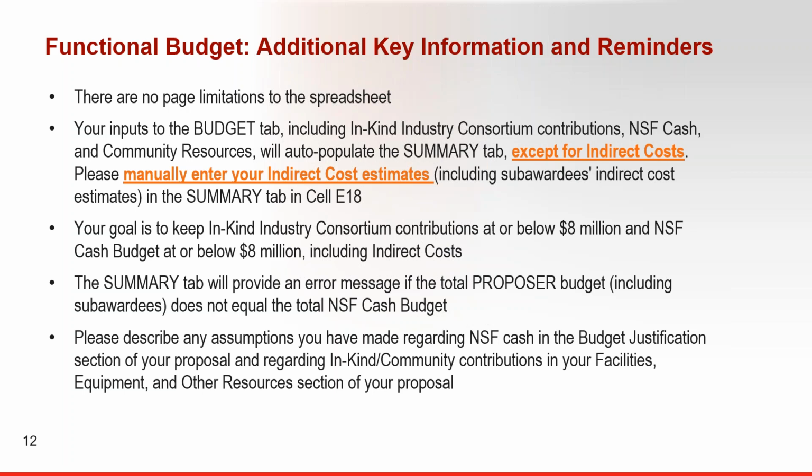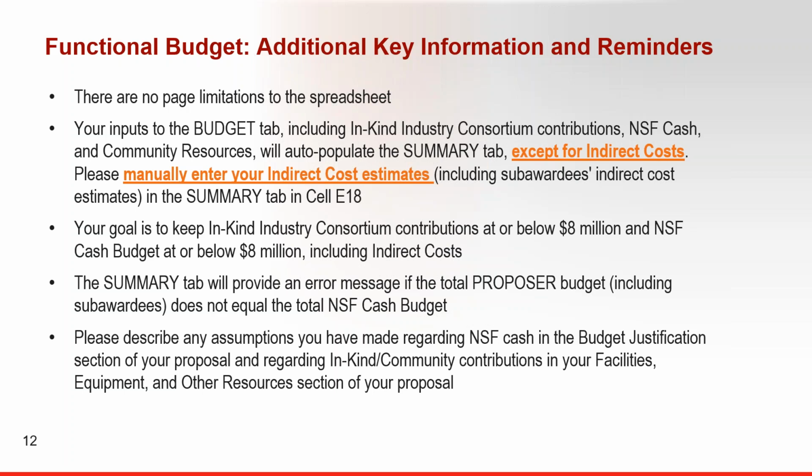Your inputs will populate the budget tab and the summary tab. On the summary tab, please manually enter your indirect cost estimates, including your indirect costs plus your subawardees' indirect costs, in the white cell. Your goal is to keep industry consortium contributions at or below $8 million and NSF cash budget at or below $8 million, including indirect costs.